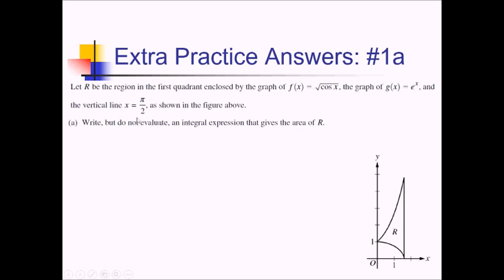So given this setup, our first task is to write but not evaluate an integral giving the area of R. In general, you're going to have the integral from left to right of top minus bottom. So in this case, that's the integral from 0 to this line of pi over 2. Those are our limits of integration. And top minus bottom, since g of x is this function up here, and f of x is this function down here, we want g of x minus f of x. That's going to give us those distance strips that we can then add up to get the area.